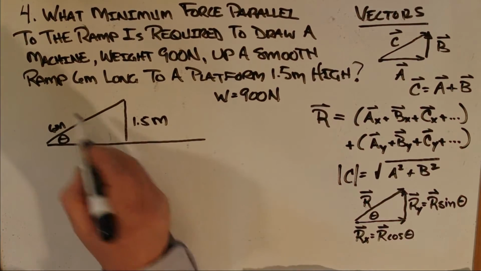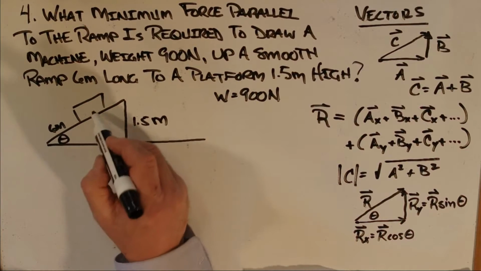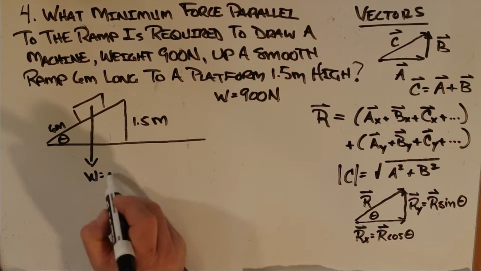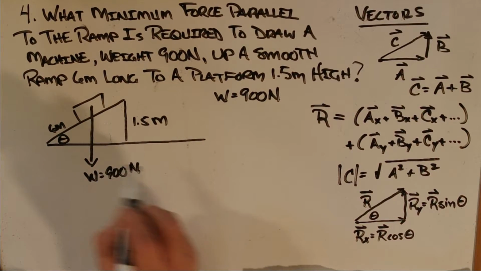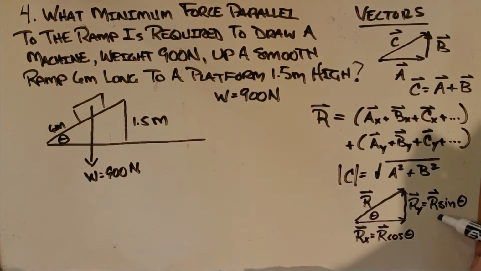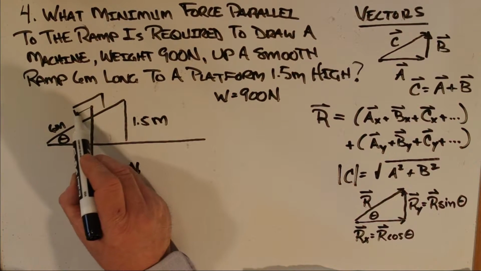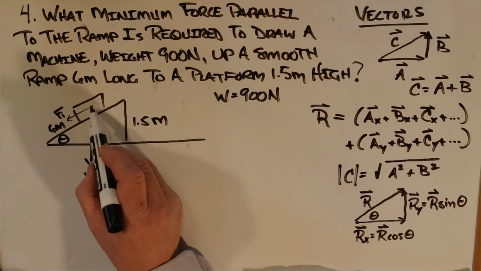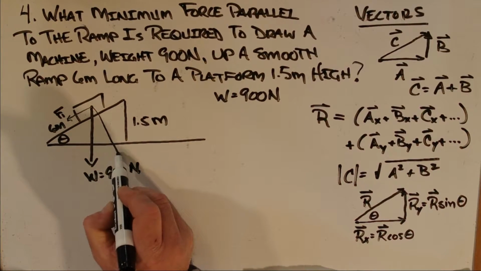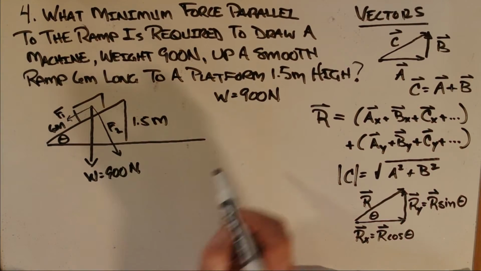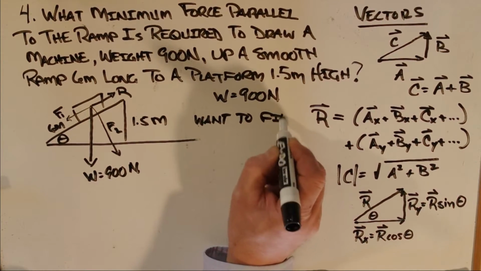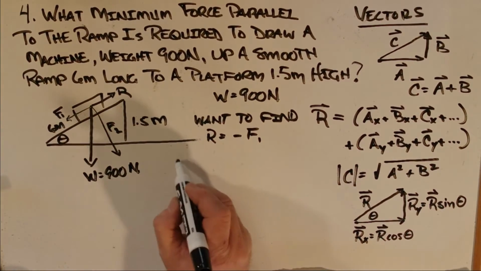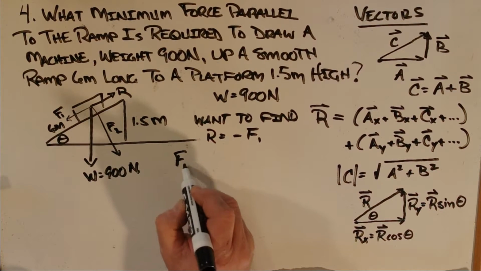The angle that it makes with the ground, theta, we need to find. We don't know. And we know that the weight of the machine is 900 newtons. We break that down into components as we had before, one that's parallel to the ramp, and we'll call that F1, and one that's perpendicular to the ramp, and we'll call it F2. What we want to find is a vector r that's equal to the negative of F1. That'll be the minimum force required to draw the machine up the ramp.